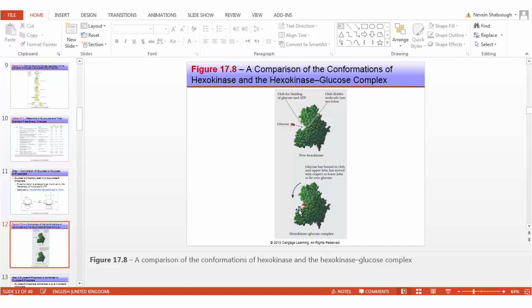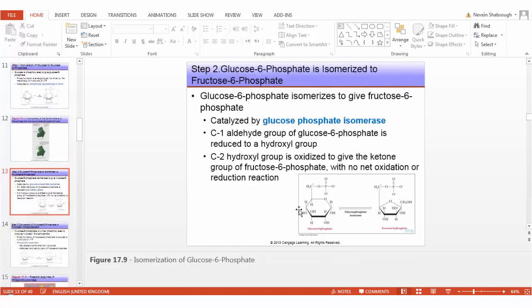In all kinases for which the structure is shown here, a cleft closes when substrate is bound. Now in step 2, glucose 6-phosphate is isomerized to fructose 6-phosphate by the enzyme called glucose phosphate isomerase. Notice here that carbon 1, the aldehyde group of glucose 6-phosphate, is reduced to the hydroxyl group, and the carbon 2 hydroxyl group is oxidized to give the ketone group of fructose 6-phosphate, with no net oxidation or reduction.